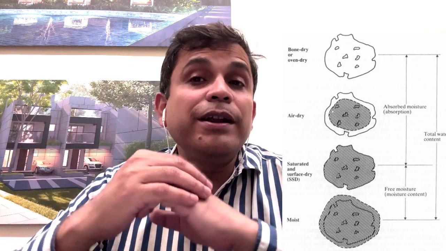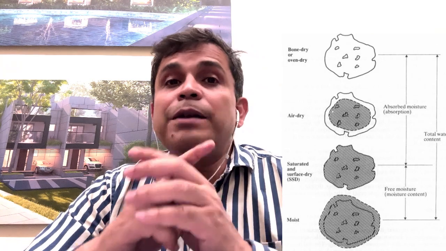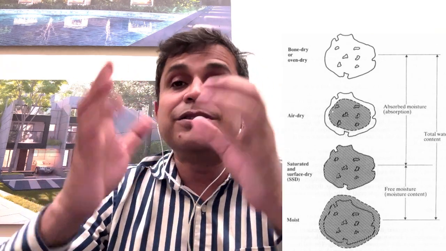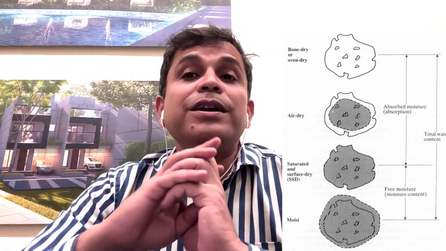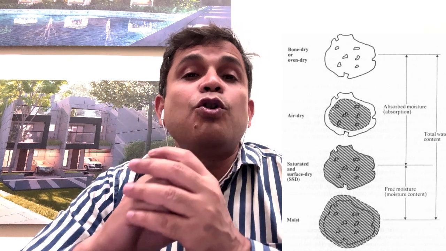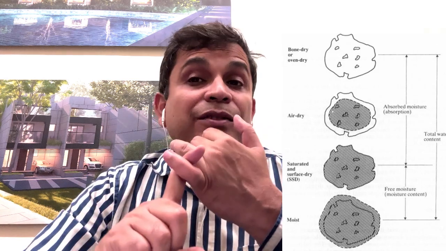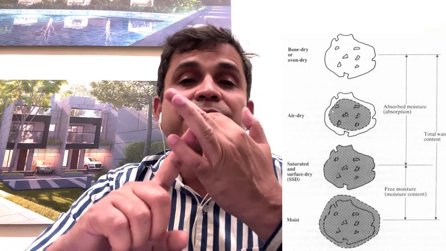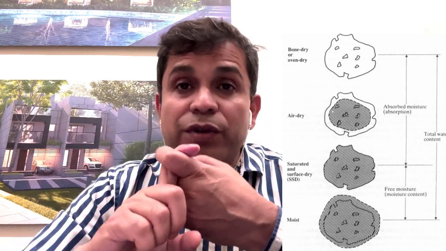And the fourth category is the oven dry condition. That means it is completely dry, with no water or moisture either on the surface or in the internal pores. This is called the oven dry condition. So, there are four conditions: the moist condition, the surface saturated dry condition, the air dry condition and the oven dry condition.